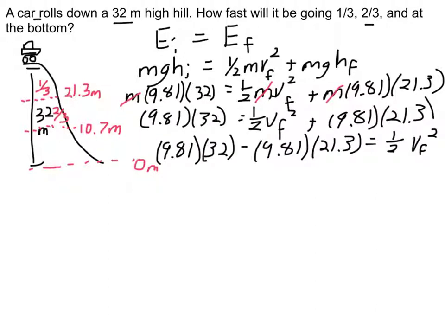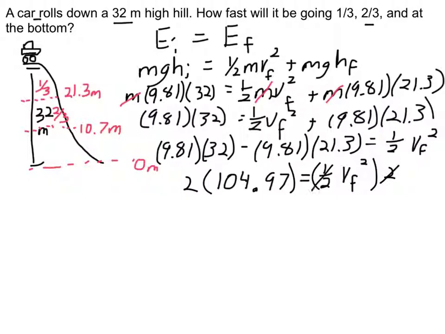21.3. So now we subtract this guy to the other side. And putting those together gives me 104.97. Now I'm going to need to multiply both sides by 2 to cancel out that 1/2 here. So whenever I multiply both sides by 2, those cancel. So now I got 2 times 104.97. And then equals VF squared.